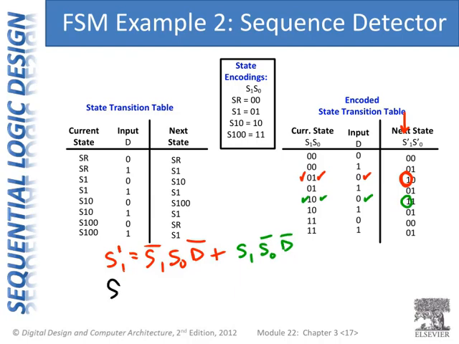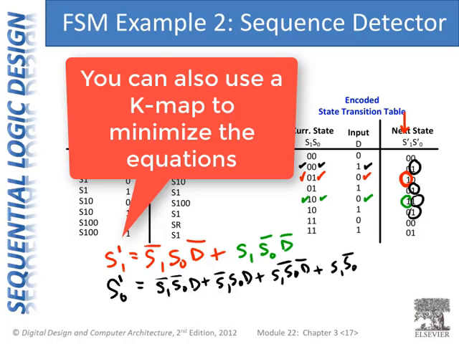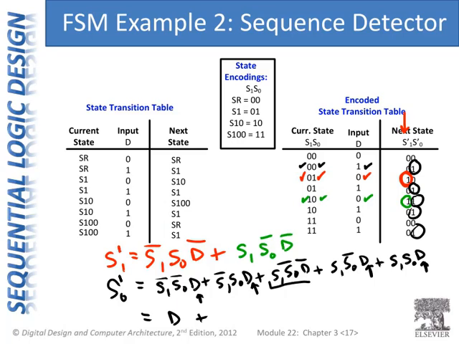And now we're going to write an equation for state bit 0, the next state bit. It's going to be, well, here's a 1, S1 bar and S0 bar and D, or S1 bar, S0, and D, or S1 and S0 bar and D bar, or S1 and S0 bar and D, or the final one, S1, S0, and D. We're going to get D, or, well, we still have this term, S1, S0 bar, and D bar.